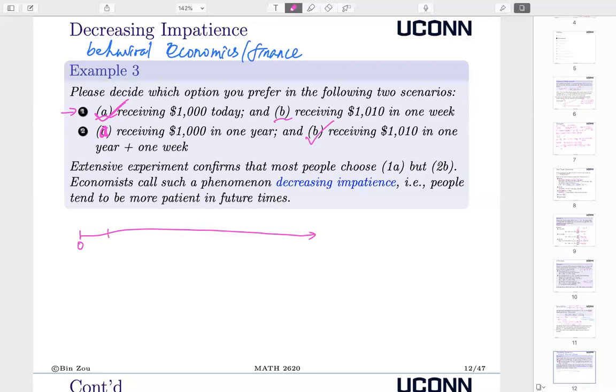here's 10 days. Okay, you have option A is 1,000. Option B is 1,000 plus an extra $10. Most people choose to receive 1,000 now. Okay, the same, not 10 days, 1 week. Let's move everything forward by 1 year. So now the current time moves. Okay, the same, 1 year plus 1 week. Everything is the same.